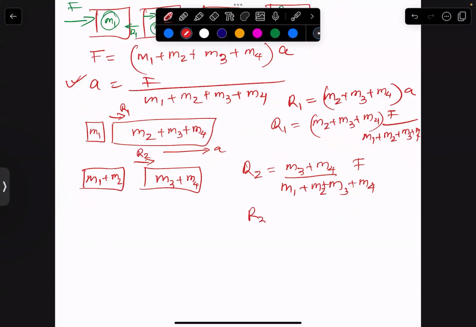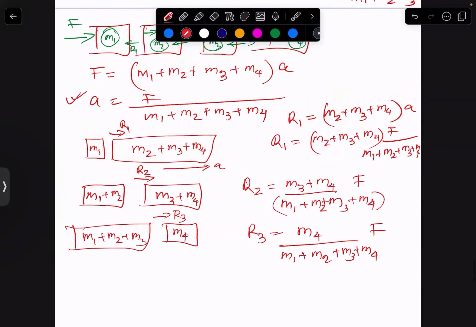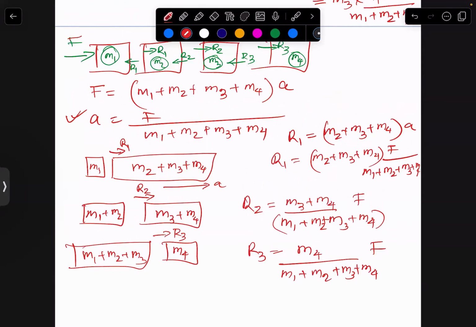Similarly, R3 will be what? Only one block will be pushed here. M1 plus M2 plus M3, and there will be M4 over here. So R3 is going to push M4. So M4 by M1 plus M2 plus M3 plus M4, multiplied by F. So this is how you find the reaction forces. This shortcut is only applicable when F is acting in one direction.